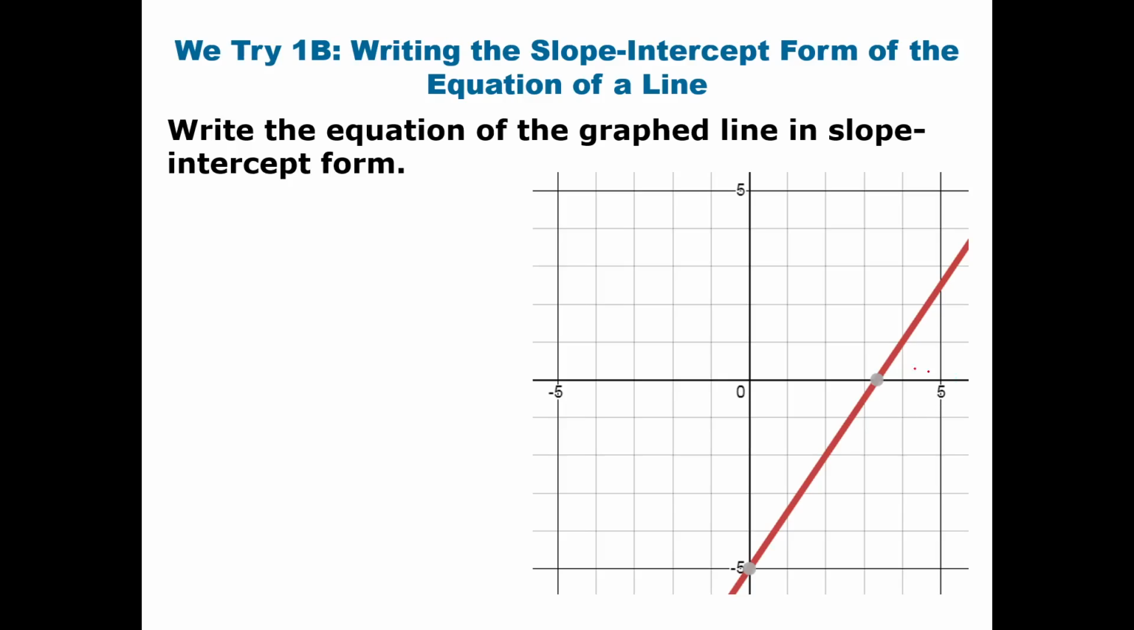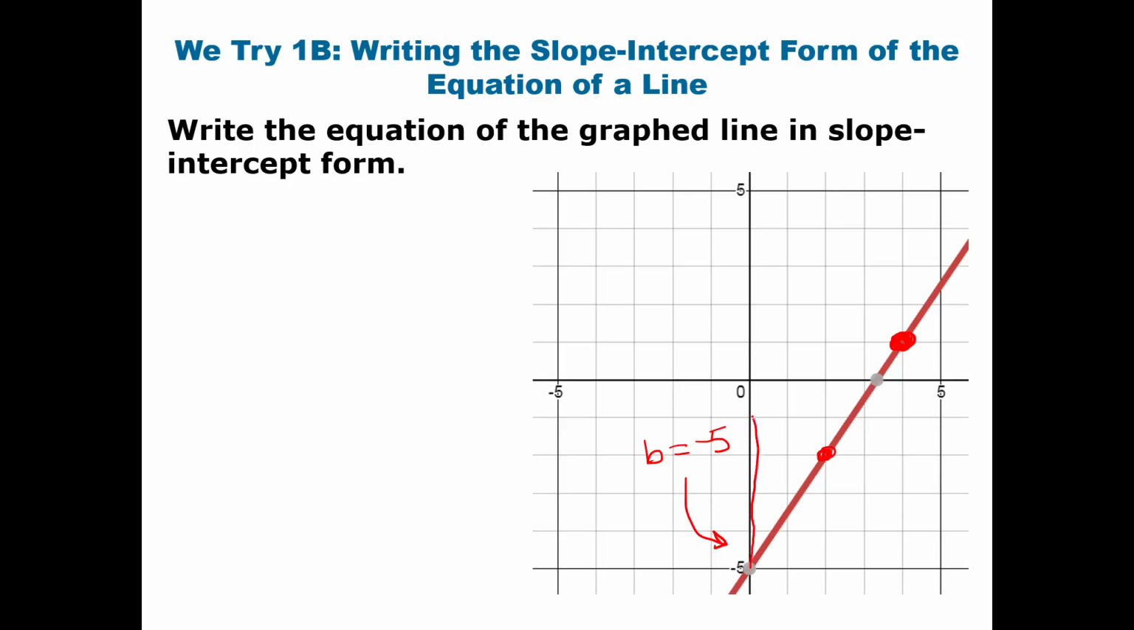Let's try another one. So my y-intercept, again, is at negative 5. For my slope, it looks like I'm going to use this point instead because it's nice. It's on the grid lines. Feel free to use a nice point. I think this point as well is nice, but that's okay. I'll just use the two further ones.